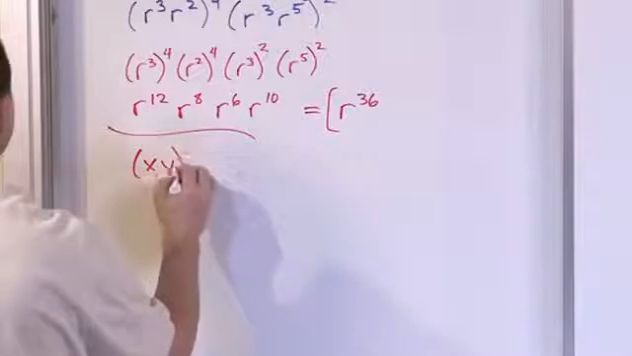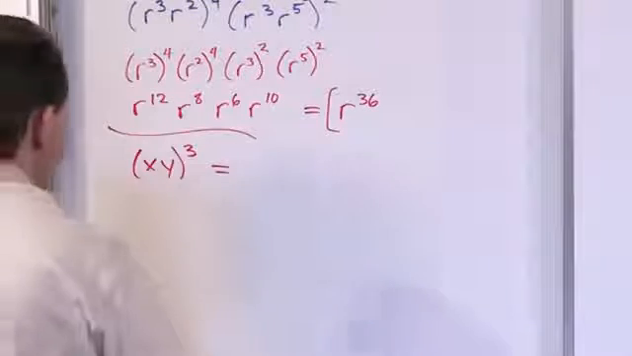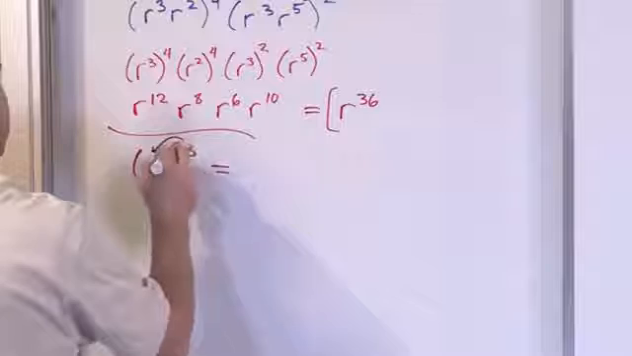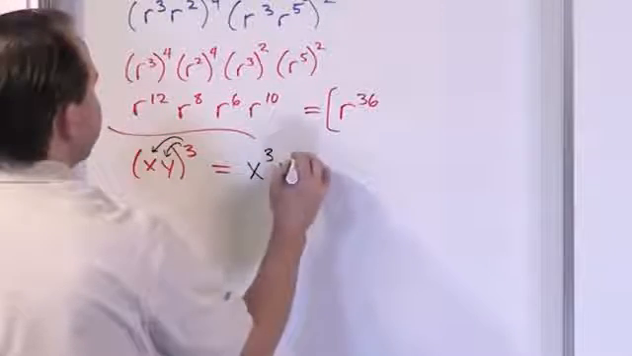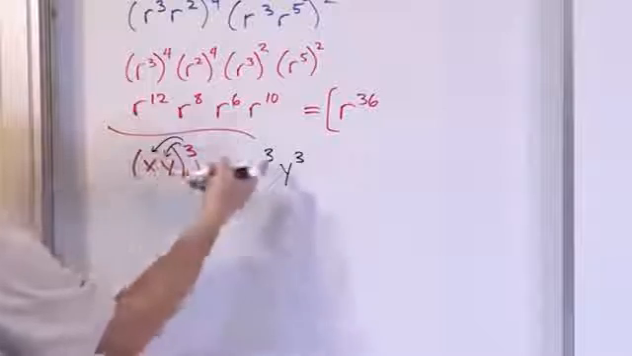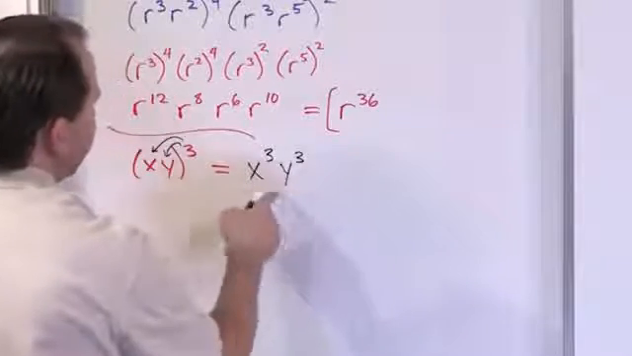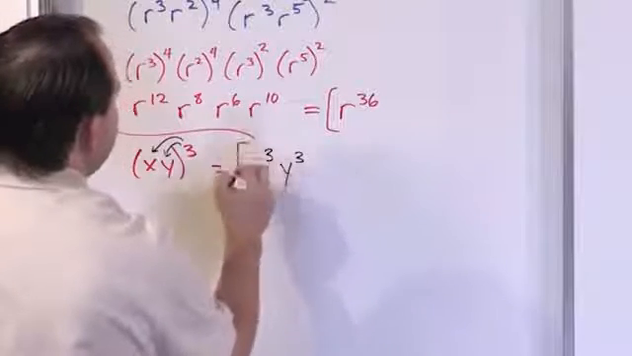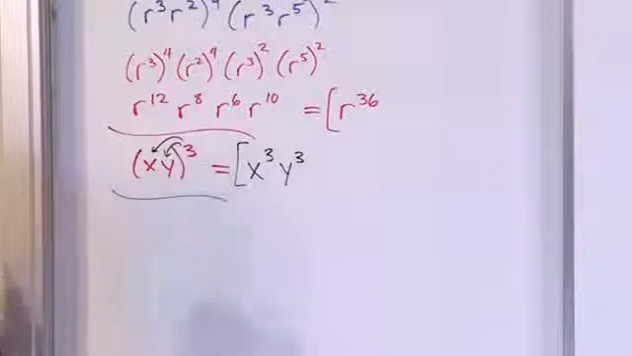x times y raised to the 3rd power. How would you simplify this? Well, about the only thing you can do is apply this exponent in like this. So what you'll get is x to the 3rd power, y to the 3rd power. 3 times 1 is 3, 3 times 1 is 3. And you can't do anything else here. You can't combine these because I have an x here and a y here. I can't add these exponents because I've got different bases. So I'm basically done.